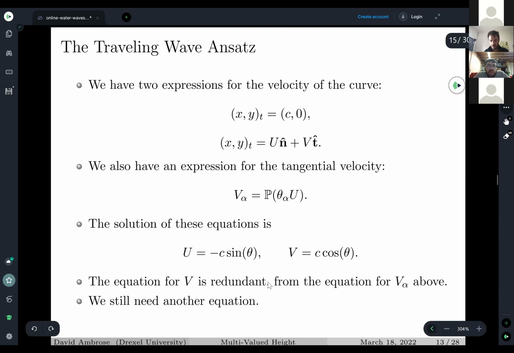The v equation is redundant from the fact that the tangential velocity forces the arc length parameterization. So really, the tangential velocity is really just about parameterization. You can think of this as one equation, and we need two. We need, again, basically a position equation and a velocity equation. And so this is one equation. u equals minus c sine theta is the first part of our traveling wave ansatz. So we still need a second equation.